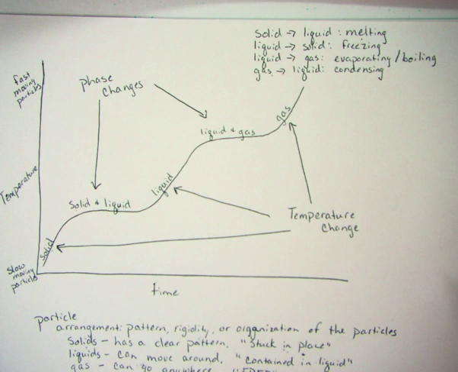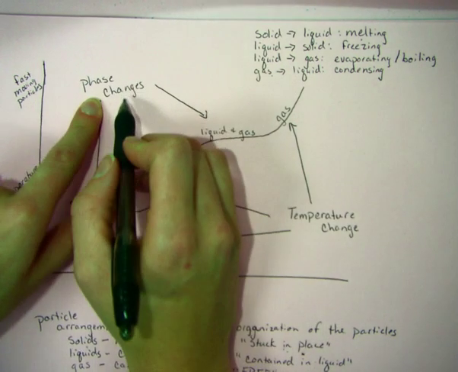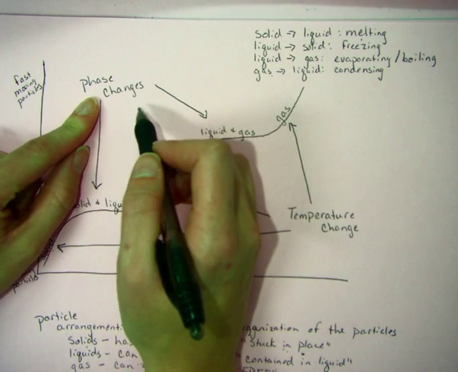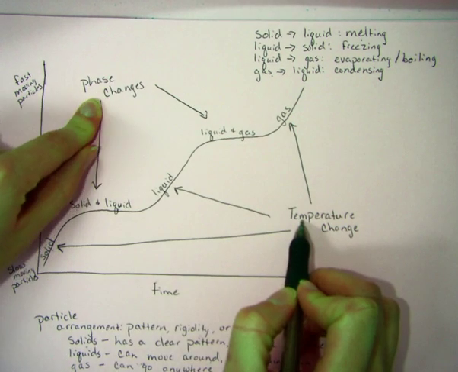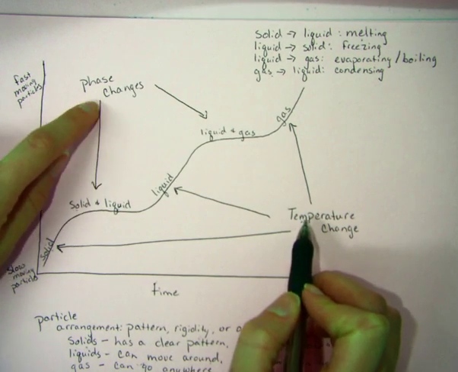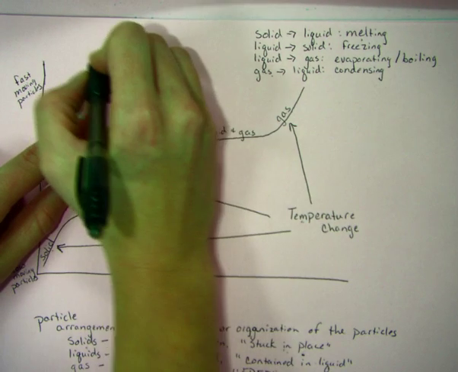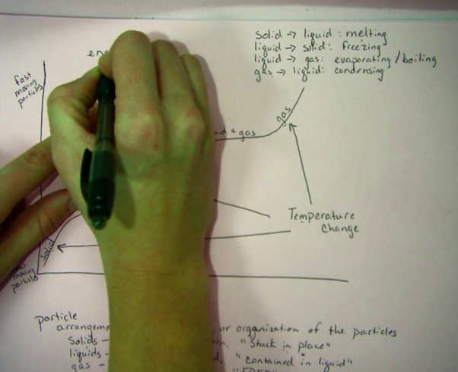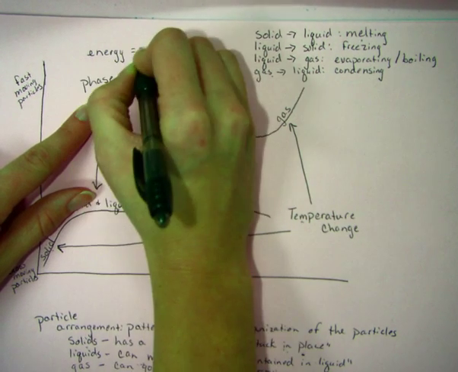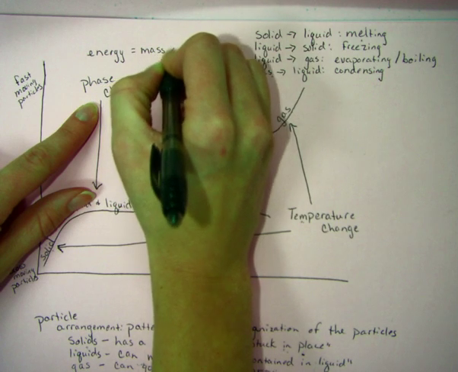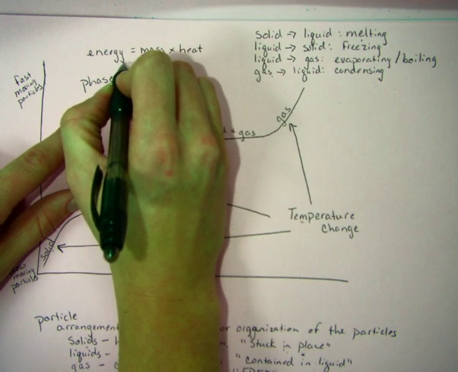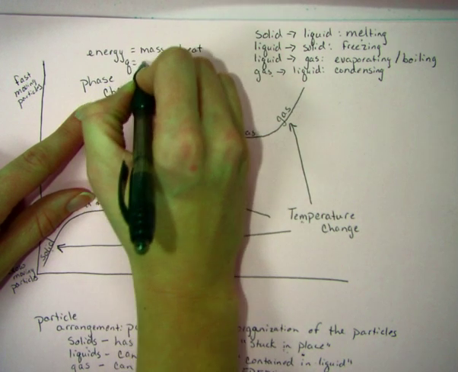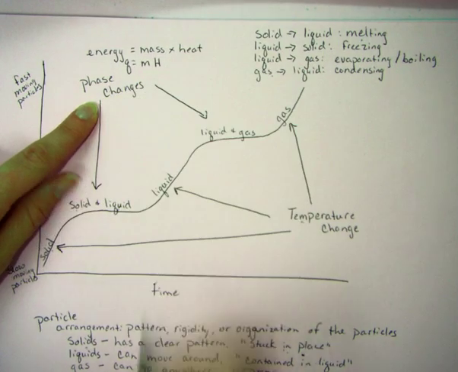If you're in chemistry, we've gotten into the math of this. So with the phase changes, that's what I'm going to talk about now, the equations we use with these to calculate the change in energy used for these. So for phase changes, it's energy equals mass times heat. And we have Q for energy, m, and H.